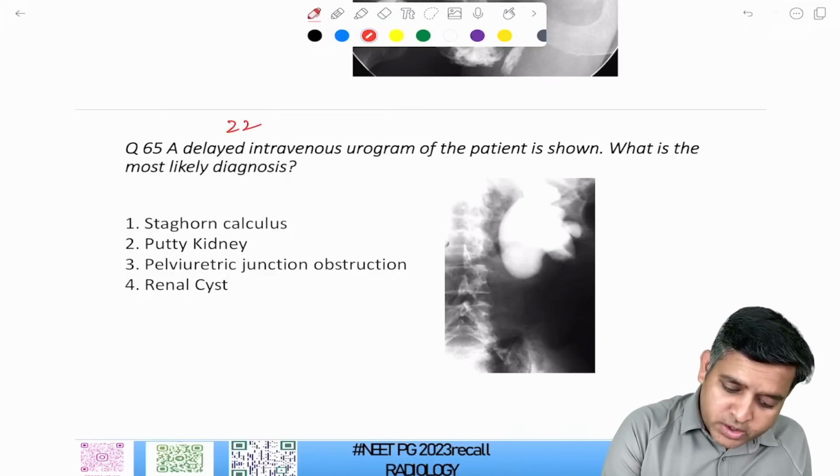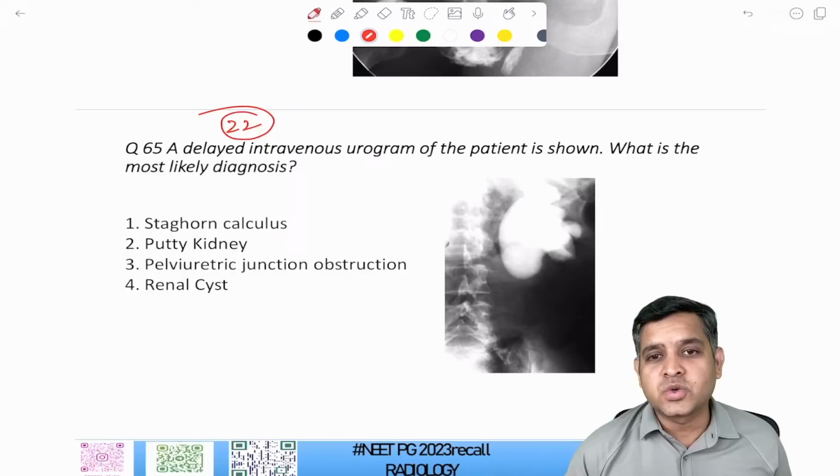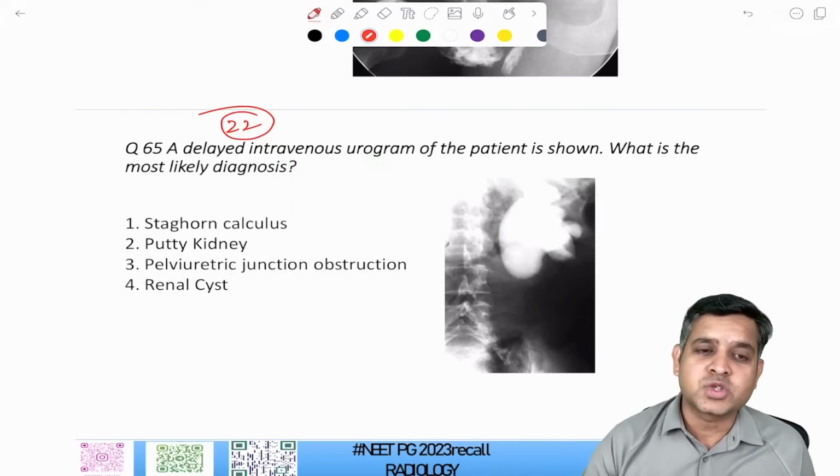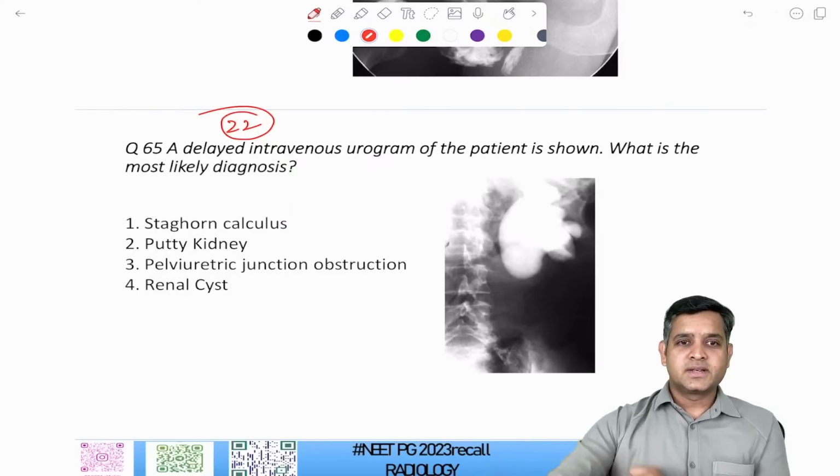NEET PG 2022. A delayed intravenous urogram of the patient is shown. What is the most likely diagnosis? Yes, anybody? What is the diagnosis?